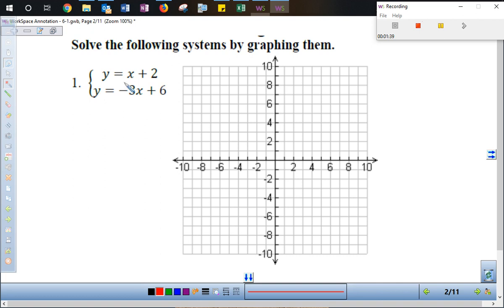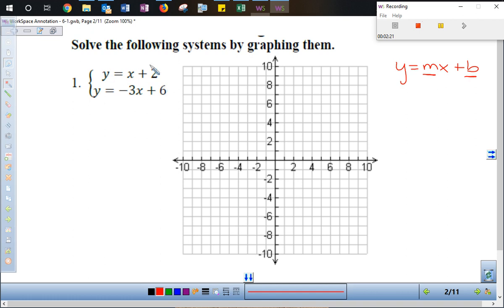So the first method that we're going to learn of how to solve systems of equations is by graphing. And so first of all, we need to check to make sure that both of our equations are in slope-intercept form. Just a quick reminder, slope-intercept form is y equals mx plus b, where m represents our slope and b represents our y-intercept. So my first equation, y equals x plus 2, slope is 1, y-intercept is 2. Second equation, y equals negative 3x plus 6, slope is negative 3, y-intercept is 6. Since they're both in slope-intercept form, we're going to graph both of them onto the same coordinate grid.